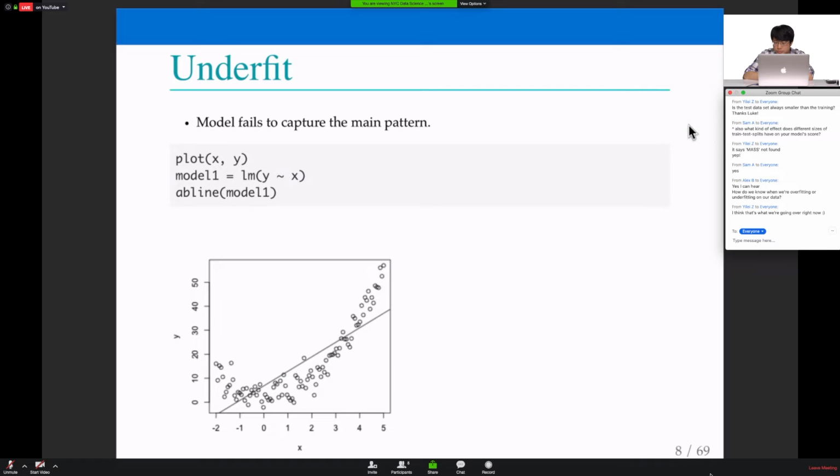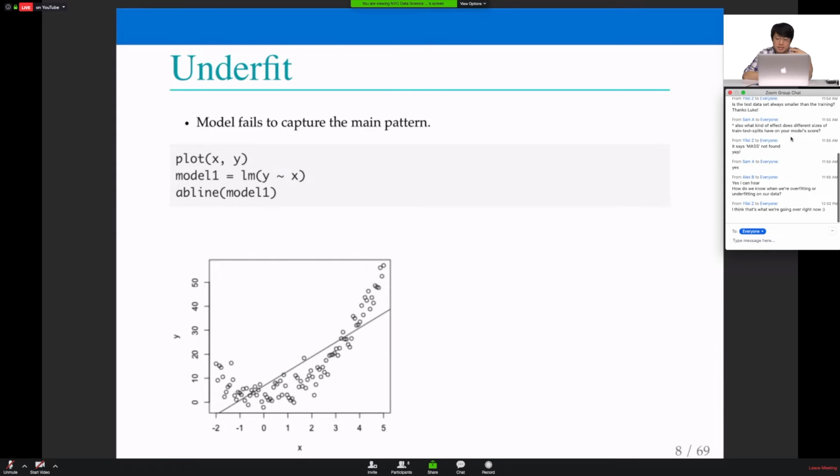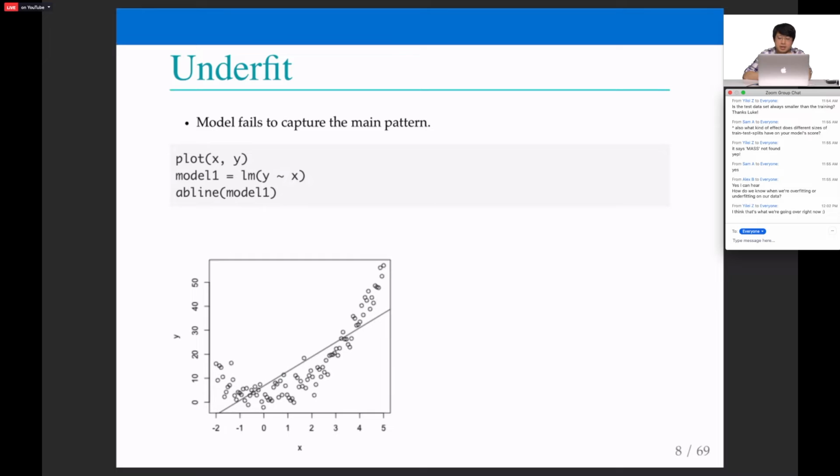Seems that there's a question. Oh, there's a question. How do we know when we are overfitting or underfitting? Well, we first have to understand the overfitting and underfitting issue, and then we will discuss how we could detect it. Essentially, we're going to use the learning curve to compare the performance on the training data set and the test data set to figure that out.